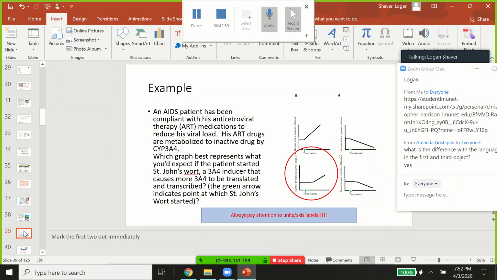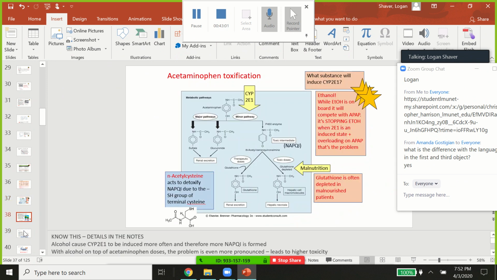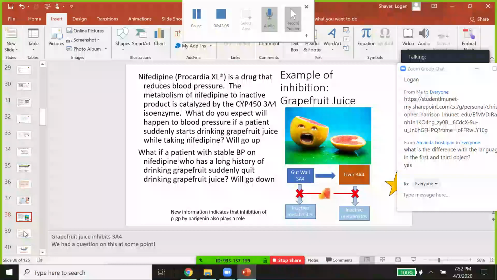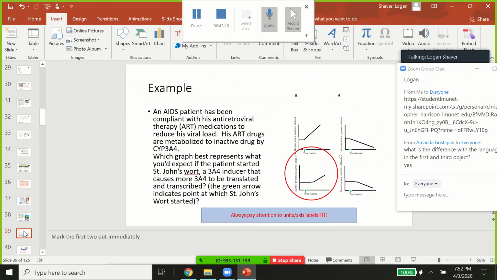So this is yet another example. The reason I included all these is because they're really good examples. That one's just super important. I feel like she had a question on this one, but I'm not sure. But this one, I just thought was a really good example.